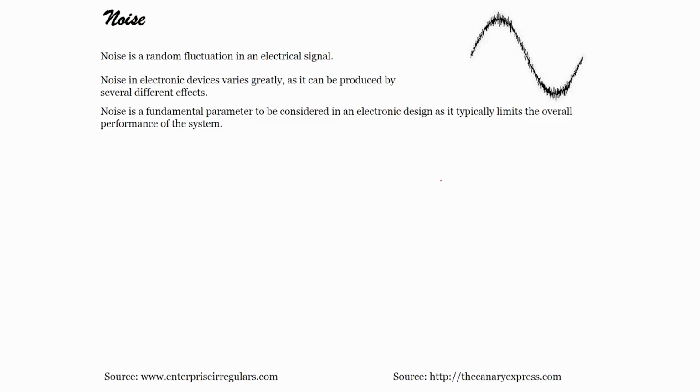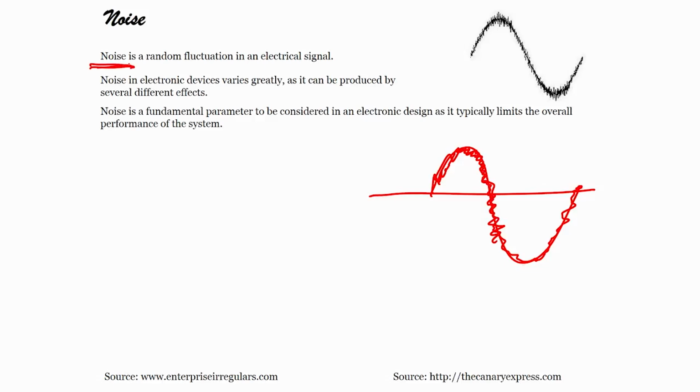If I want a clean signal, and I have distortion in the signal, that may be due to the random fluctuation of the electrical signal, and this random fluctuation of the electrical signal is nothing but what is called noise. This random fluctuation is called noise, and it can be produced by several different effects. We will see in the next slides what are the kind of noise that can arise in an electronic system.